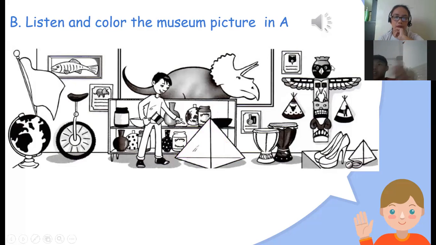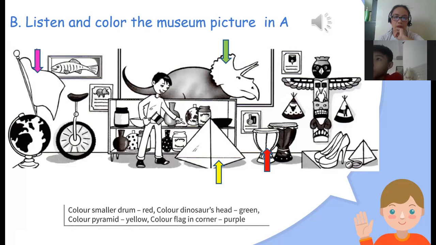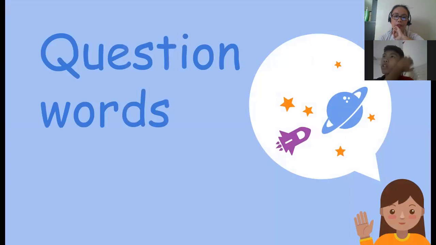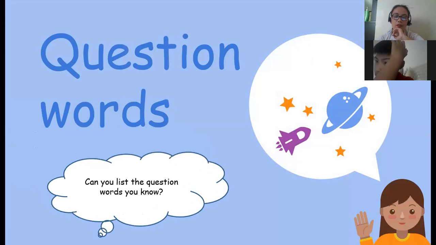Next. 19B. Answer my questions. Listen and color the museum picture in A. Okay, it's okay, baby. What question words? Can you list the question words, you know? So can you give me three example questions that you know, baby?